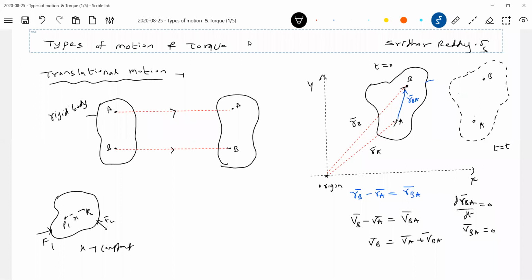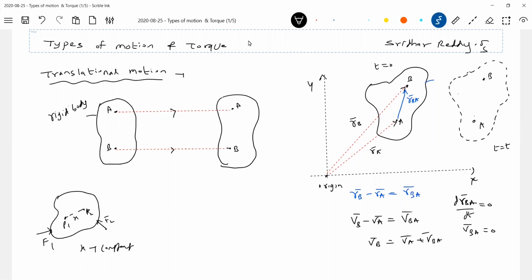So what is the basic idea of translative motion? I'll just give an example rather than saying only a definition. When the body undergoes translative motion, you can think of it as just moving along the x-axis for the time being. The position vectors of B and A will change, so the velocities of B and A will exist.